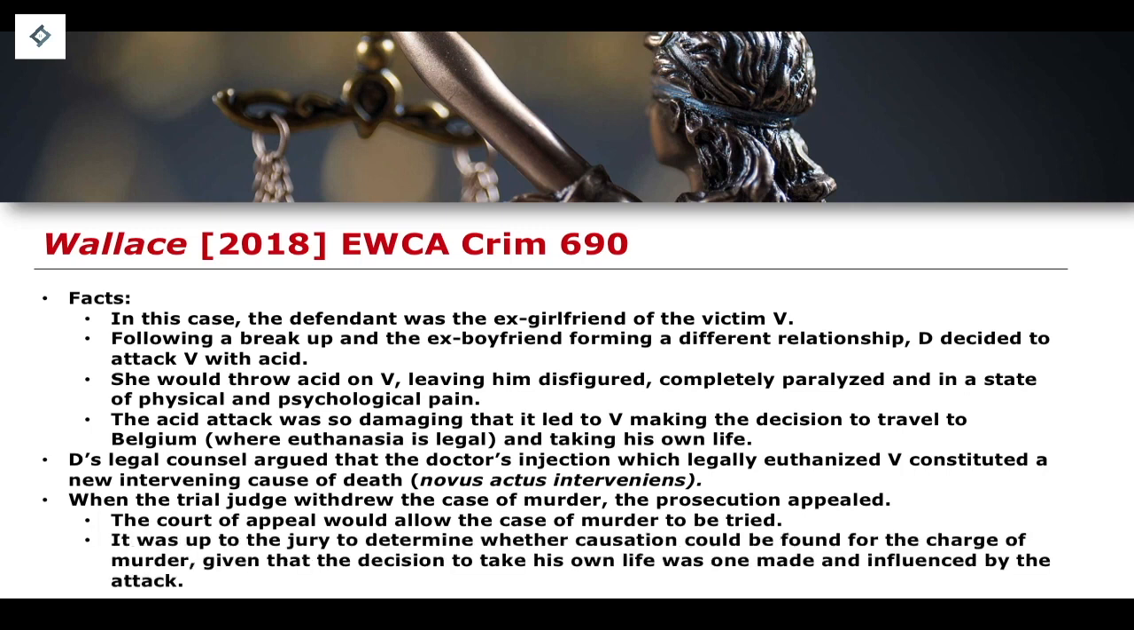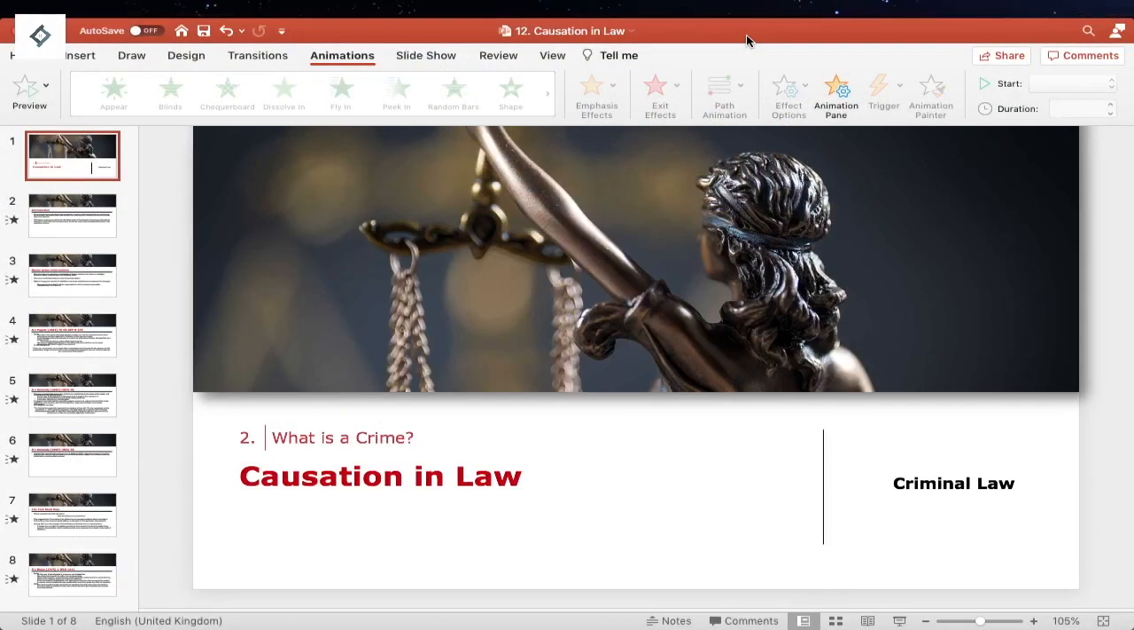Ultimately, the issue of murder was given to the jury to determine whether or not causation can be found for the charge of murder, given that the decision to take his own life was one that was made by and influenced by the attack itself. So even if the defendant's legal counsel argued that the injection itself is a new intervening cause, was the decision to take his own life one that was influenced by the attack? Obviously, the answer to this question is yes.